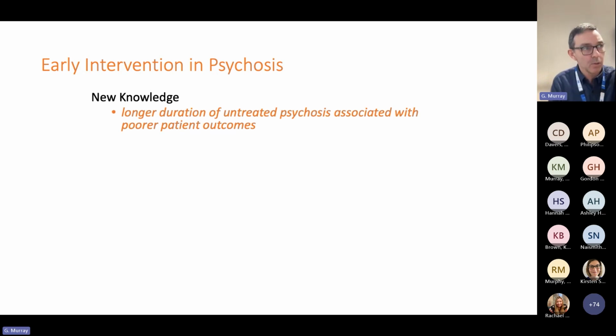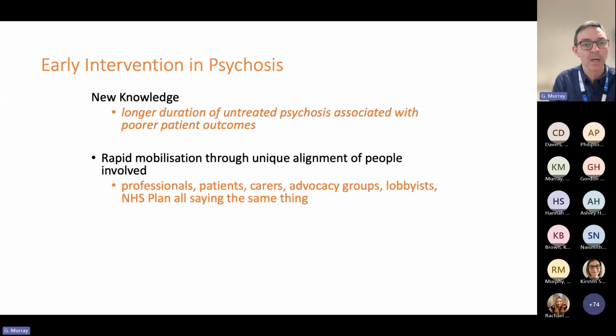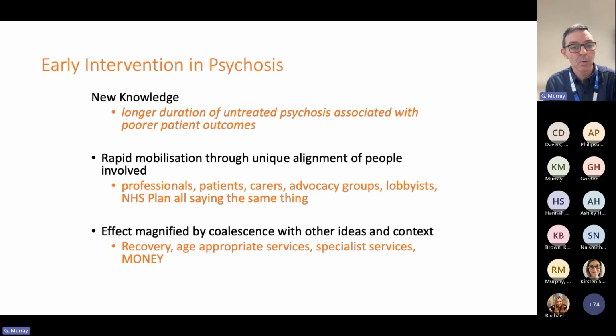And so this new knowledge was coming in 25 years ago about a longer DUP being associated with poor outcomes. At the time, there was a real mobilization through alignment of people involved: professionals, patients, carers, advocacy groups, lobbyists, and then the NHS Plan, all in 2000, all coming through the same thing. And there were other ideas and contexts that magnified and worked together to make things happen.